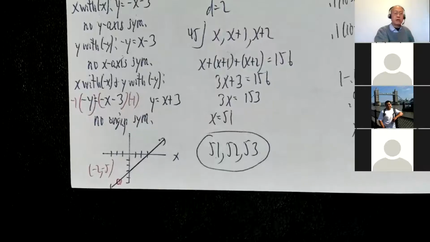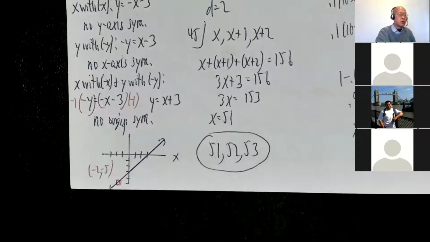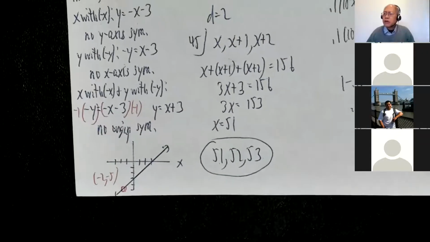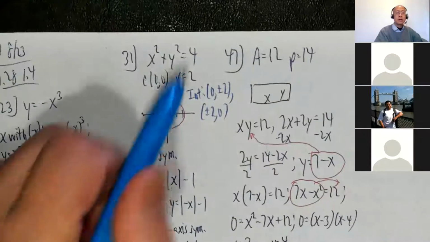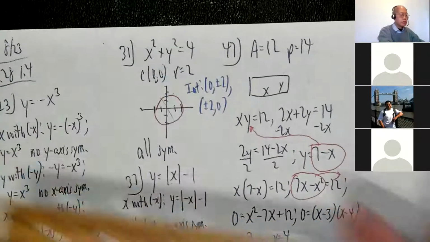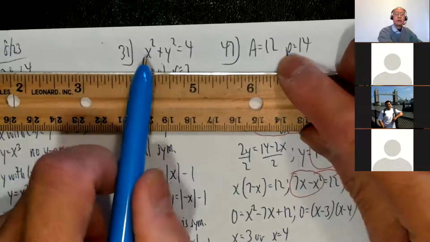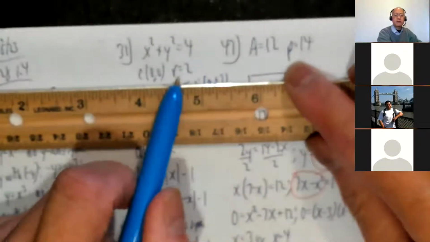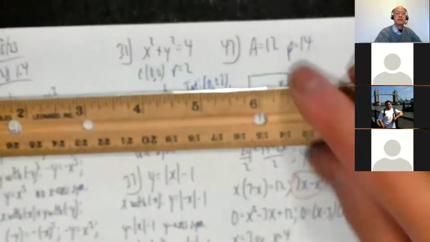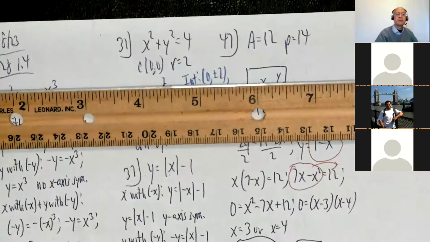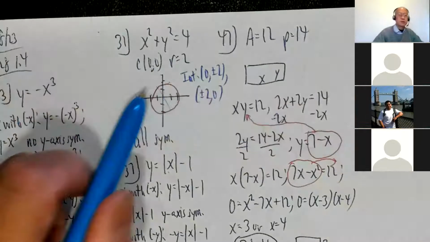Now, the other extreme, as you might guess, is all symmetries. And what graph did we have before that seemed like it had all symmetries? Would be a circle, right? Oh, yeah. Circle, like x squared plus y squared equals 4. That's a circle, center of the origin with a radius of 2. Looks like that.